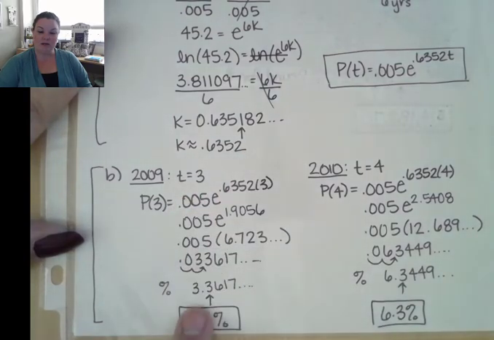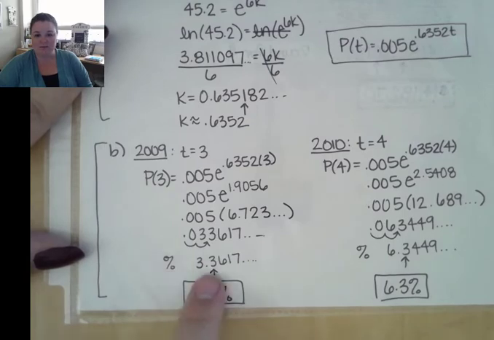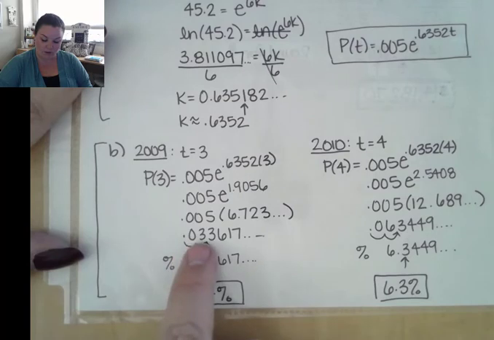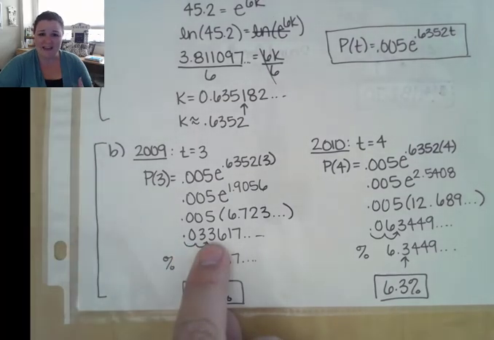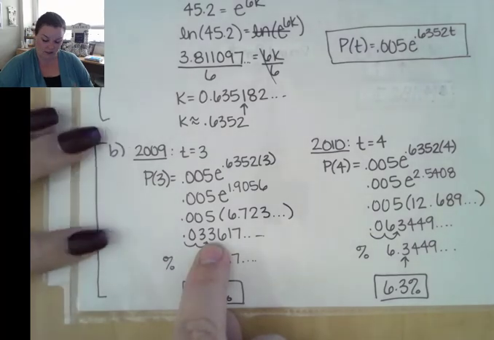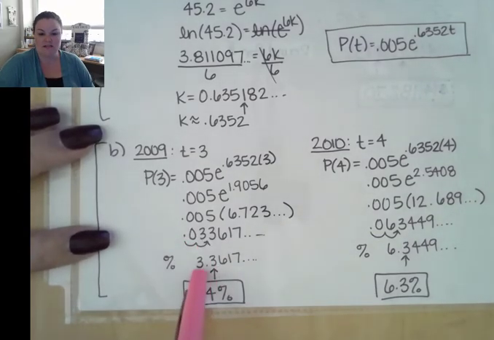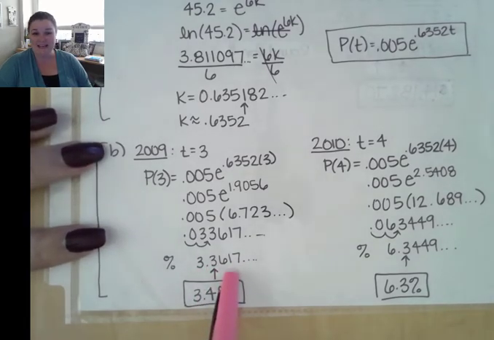And then whenever we work it out, remember, this is giving us the percentage of U.S. publishing sales. So when we work all this out, we get 0.033617 and some more stuff. And it wants to know the percentage at that given year, right? So I'm going to go ahead and move the decimal back over 2 places to get 3.3617. And then it says round to the nearest 10th.